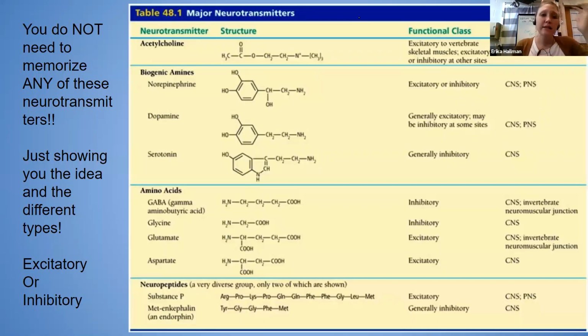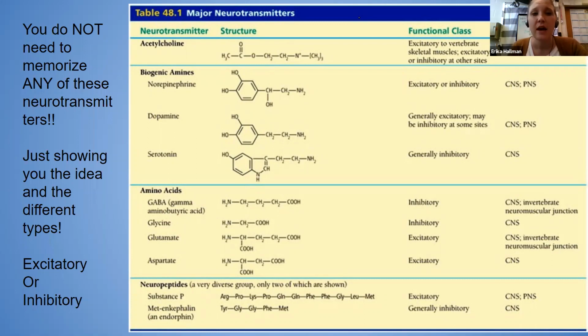Okay, now this is just a quick little glance into what neurotransmitters there are out there. Again, you do not need to memorize these. I just want to expose you to the different types of neurotransmitters there are. They can be classified by their actual structure. They can be classified on whether or not they are excitatory or inhibitory. So let's take a look at them. Acetylcholine, number 1 on our list, that is the excitatory neurotransmitter that is found for skeletal muscle. So that helps us with a skeletal muscle contraction.